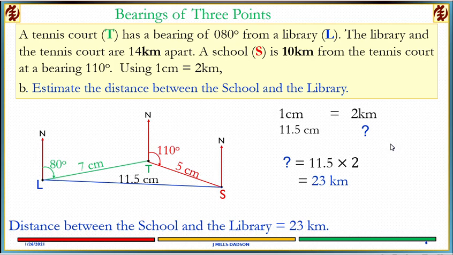All you need to know is how to measure your angles, how to do a bit of conversion, and how to calculate missing angles using alternate or corresponding and allied angles, and you'll be sorted out in bearings. And that leads us to the end of our lesson on bearings.